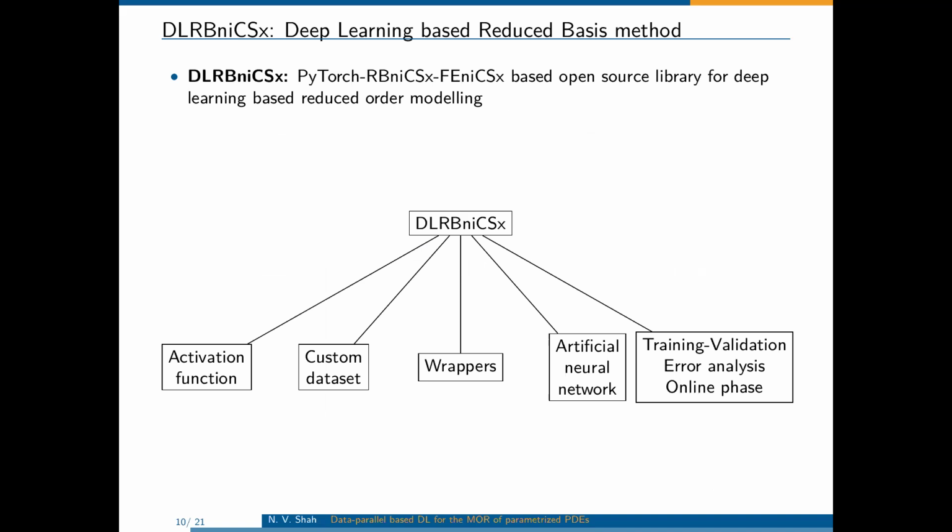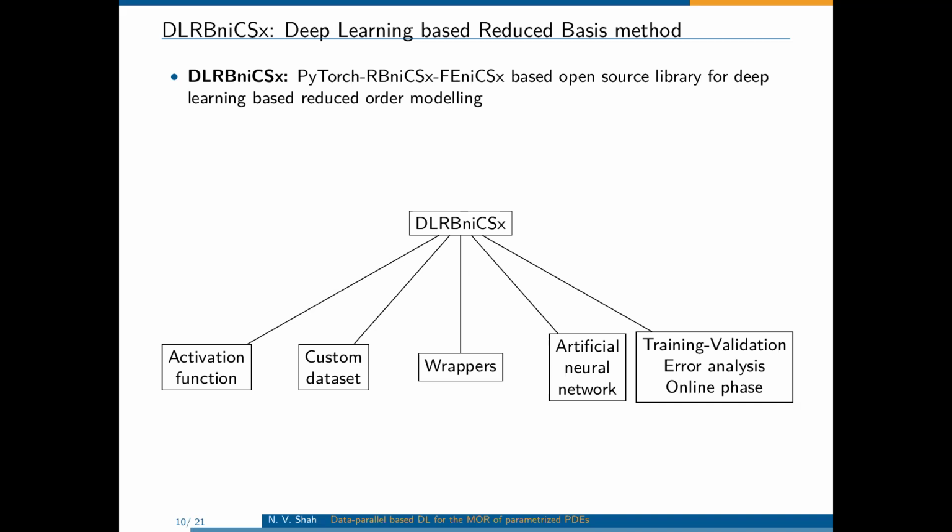Now, let's say we are developing a framework, DL-RBniX, which provides functionalities related to the deep learning based reduced basis method. DL-RBniX is an open source library for deep learning based reduced order modeling, which means that it builds on top of FEniCSx and RBniX. FEniCSx is used mainly for computation of the finite element solutions. RBniX provides functionalities related to proper orthogonal decomposition and some other auxiliary functions for reduced basis computations. And above that, we are adding the PyTorch based deep learning functionalities, which provide a simple interface for the user, and the PyTorch operations are taken care of in the backend.